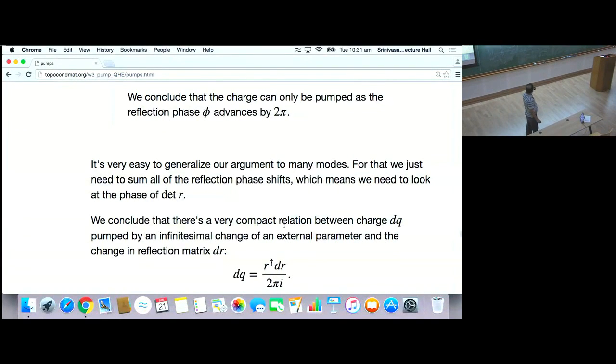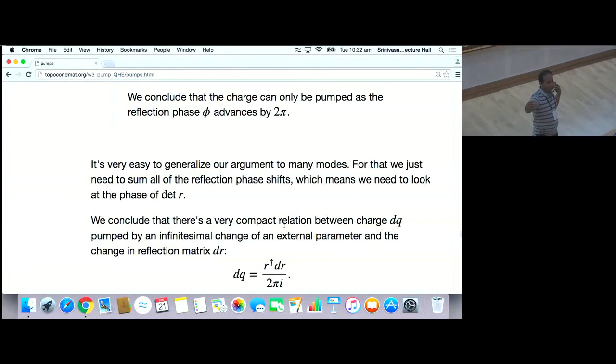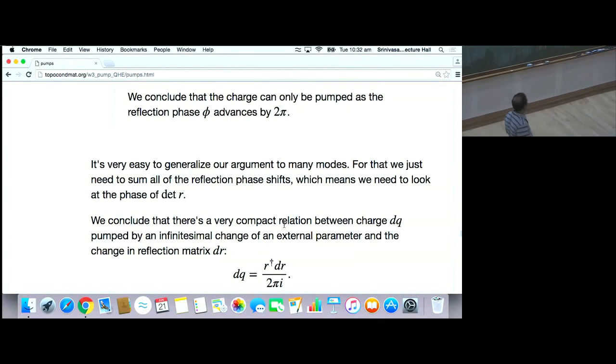Sorry, you get localized states in the right lead, in that right well. So the assumption is that the length of the pump is long enough, but it's still finite.